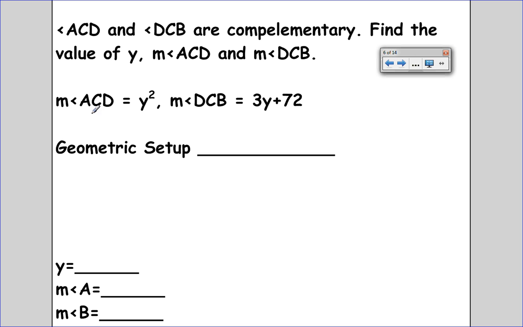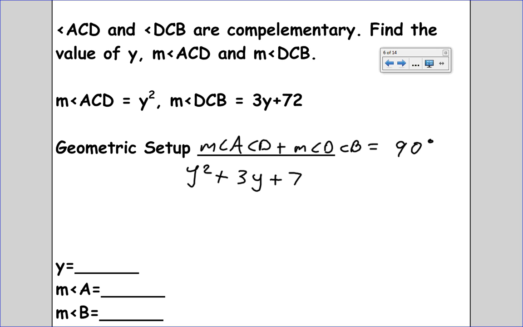For our geometry setup, we know that angles ACD and DCB are complementary, so they're going to equal 90. So I can say measure of angle ACD plus measure of angle DCB equals 90 degrees. ACD is y squared, DCB is 3y plus 72, and then of course the 90. We must get this in standard form first, so we take 90 away from both sides. So you get y squared plus 3y minus 18 equals 0.